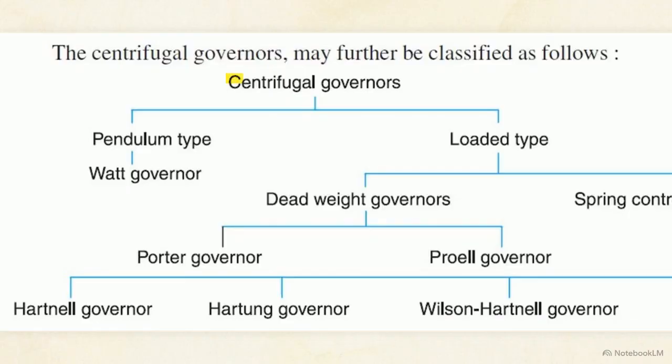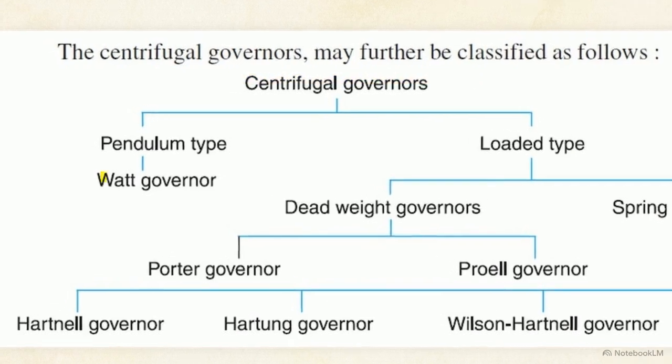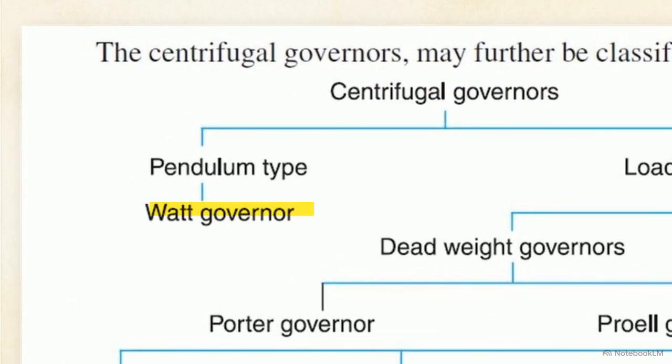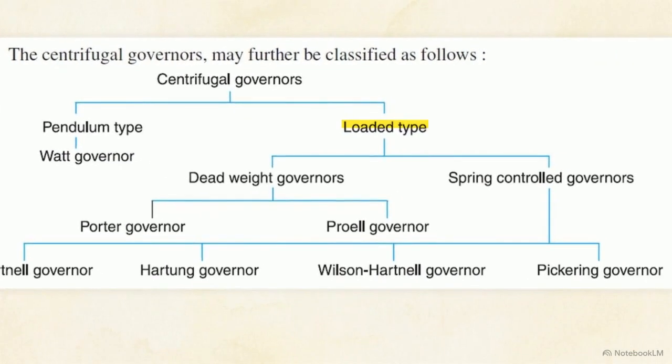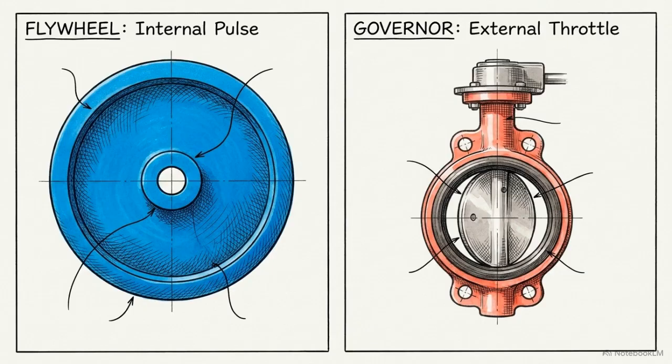This chart classifies mechanical governors into centrifugal and inertia branches. We are focusing on centrifugal. Industry moved past simple pendulum Watt governors for more control, leading to loaded types, specifically dead-weight Porter and Proell models, and spring-controlled variants. So, while the flywheel smooths out the engine's internal energetic pulse, the loaded centrifugal governor acts as the engine's long-term external throttle manager.